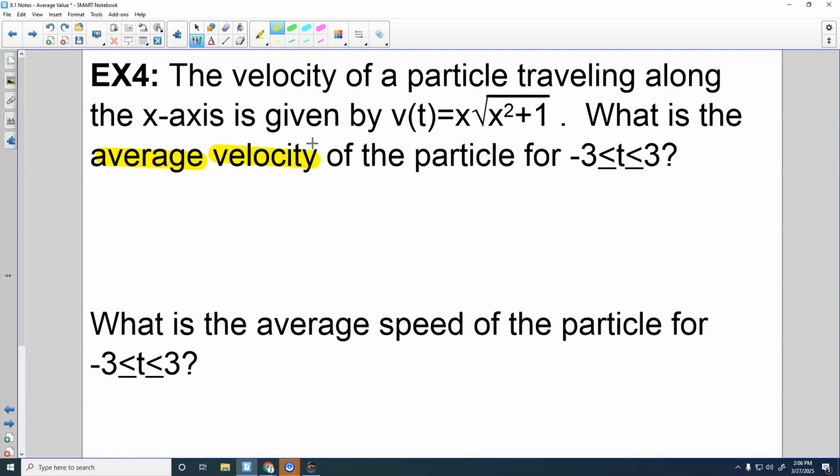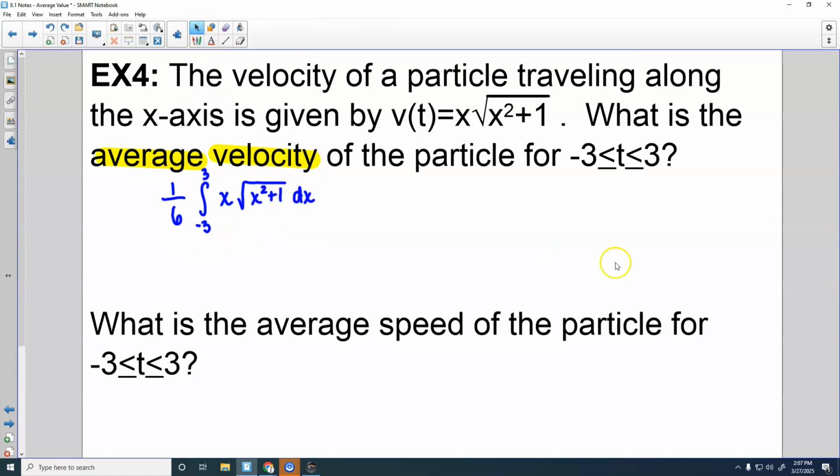So whatever they're asking you for, so they're asking us for average velocity, we are going to do 1 over the length of the interval, which in this case is 6, and then we multiply that by the integral from negative 3 to 3 of x square root of x squared plus 1 dx. Now, we would be expected to do this without a calculator. So how do I integrate that?